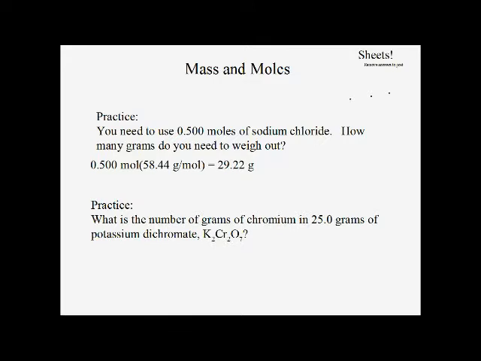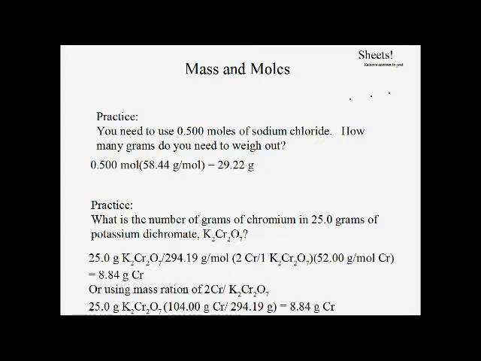So in the first one, we look at the molar mass of sodium chloride, 58.44 grams per mole. We multiply it by the 0.500 moles, and we get 29.2 grams of sodium chloride. On the second one, we divide our 25 grams of potassium dichromate by its molar mass. We multiply by the ratio of 2 chromiums in 1 potassium dichromate, and then multiply by the atomic mass of chromium. And we end up with 8.84 grams of chromium.